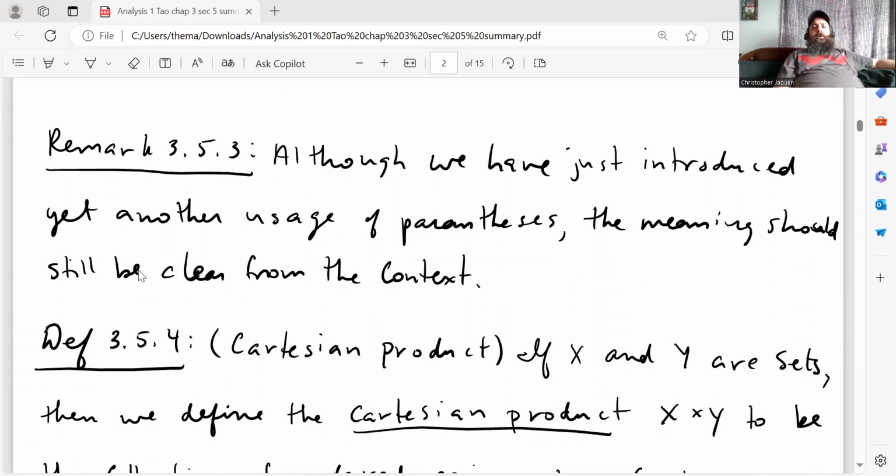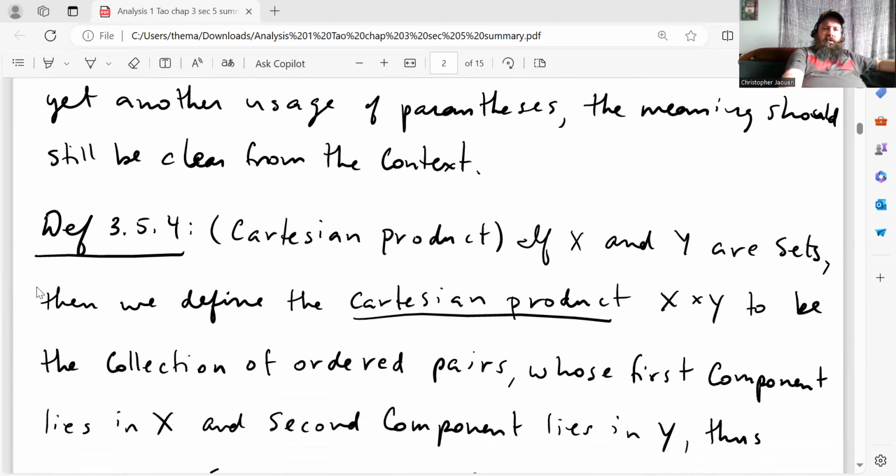Remark 3.5.3. Although we have just introduced yet another usage of parentheses, the meaning should still be clear from context. It's a problem in mathematics. We have only a finite number of symbols that we use, so some of them are overworked, I guess. But from the context of the way that we're using them, there shouldn't be any confusion about what we mean by them. But he does mention that as a note here, just to keep that in mind.